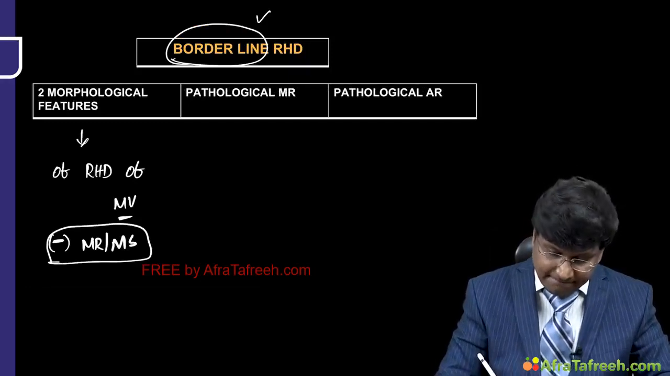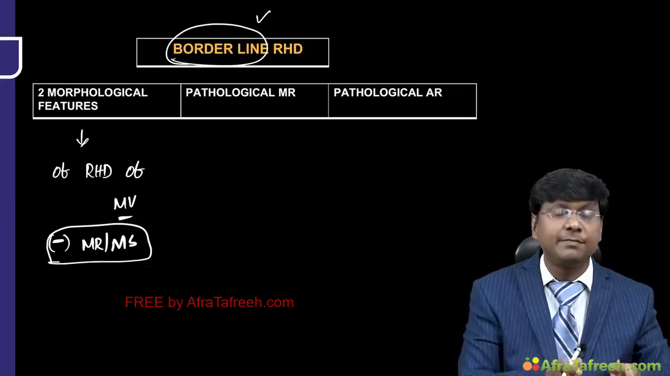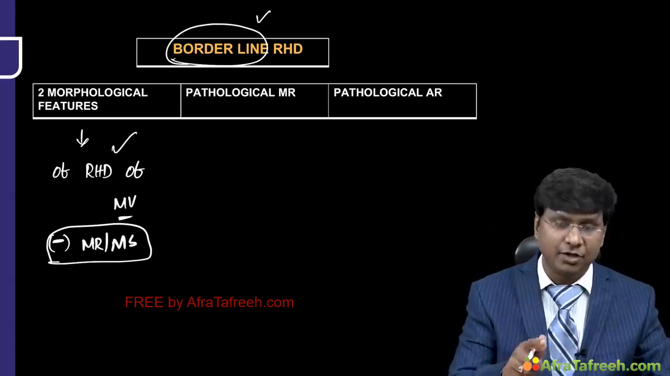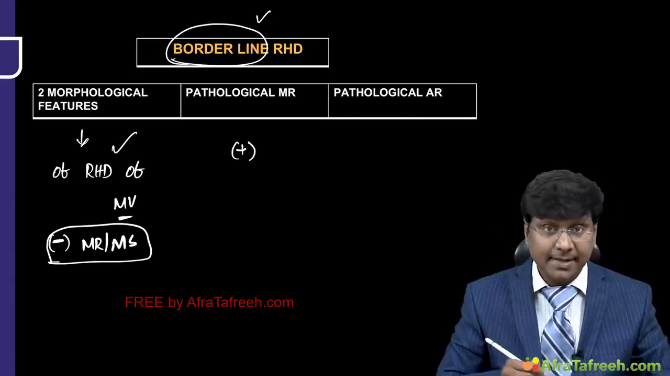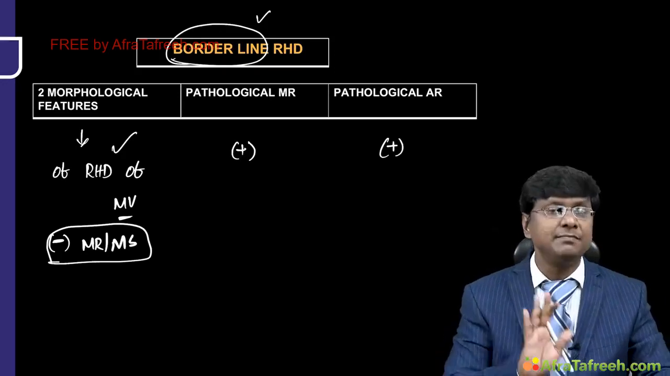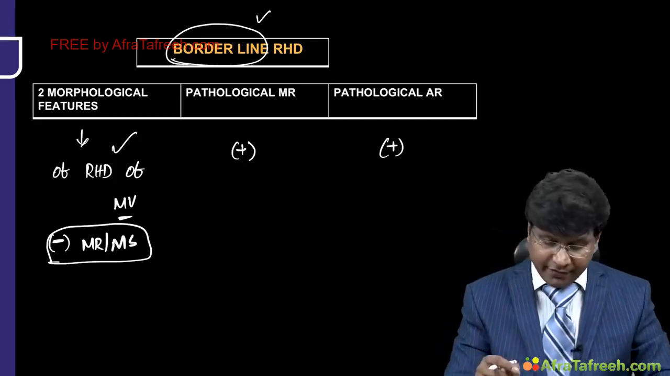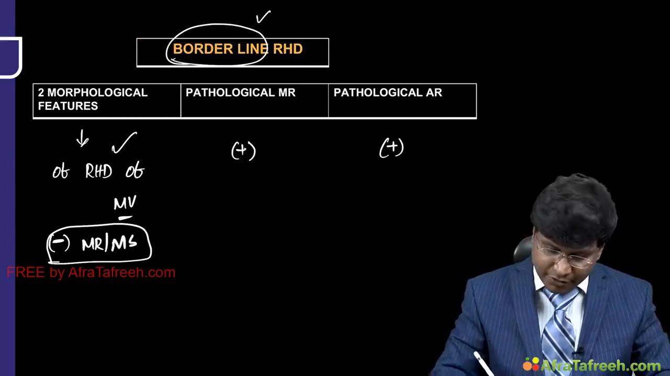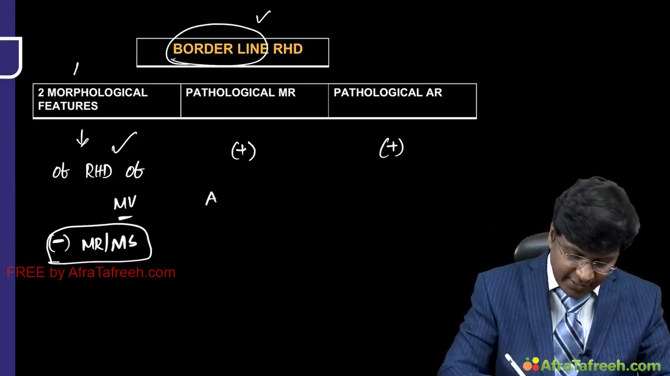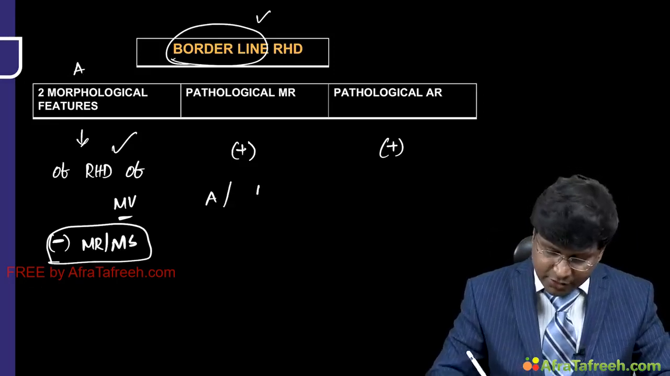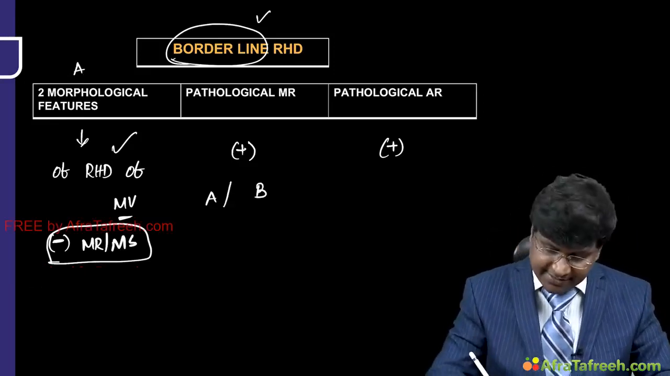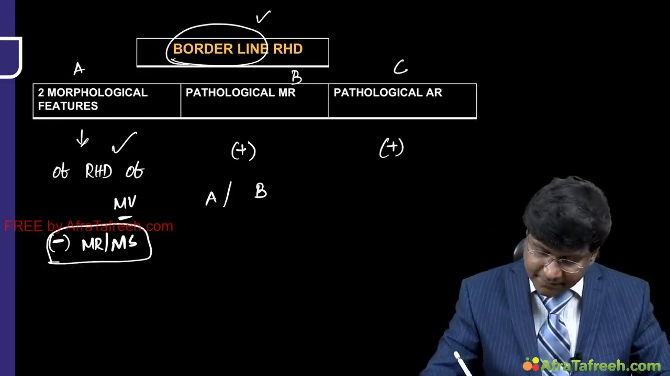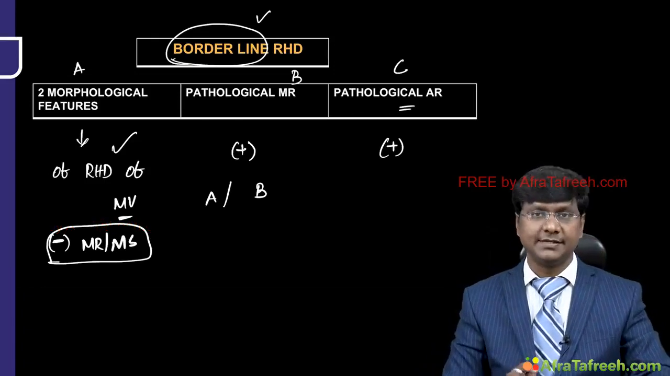And pathological MR apart from the valve abnormality should be there, and pathological AR apart from the valve abnormality. So when will you call borderline rheumatic heart disease? Either the individual should be having A, or the individual should be having B, or the individual should be having C. This is your presence of pathological AR, C, right?